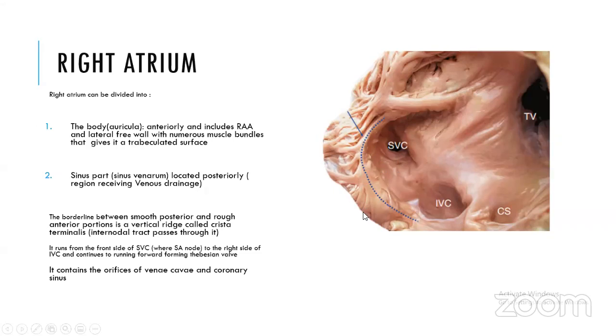It has its importance. In this crista terminalis, starting from anterior to the superior vena cava orifice, running downward till the IVC, Eustachian valve, and Thebesian valve, till the tendon of Todaro. It contains the internodal tract, which runs here. Also, the crista terminalis contains the orifice of the vena cava and coronary sinus.